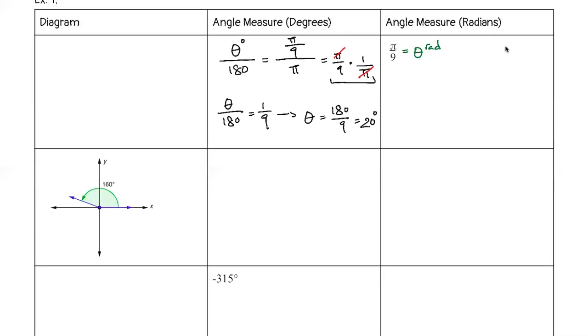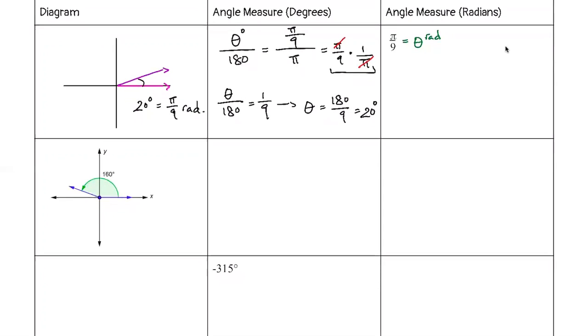So pi over 9 is the same as 20 degrees. I might not know what pi over 9 looks like, but I bet we can all approximate a drawing of 20 degrees, right? The only catch is we've got to make sure it's in standard form. So we're going to draw ourselves an axis, and another axis. Then we're going to have our initial side and our terminal side, and we know that this is 20 degrees or pi over 9 radians. Okay. Questions on that first one? I think this is the hardest out of all three examples, okay?